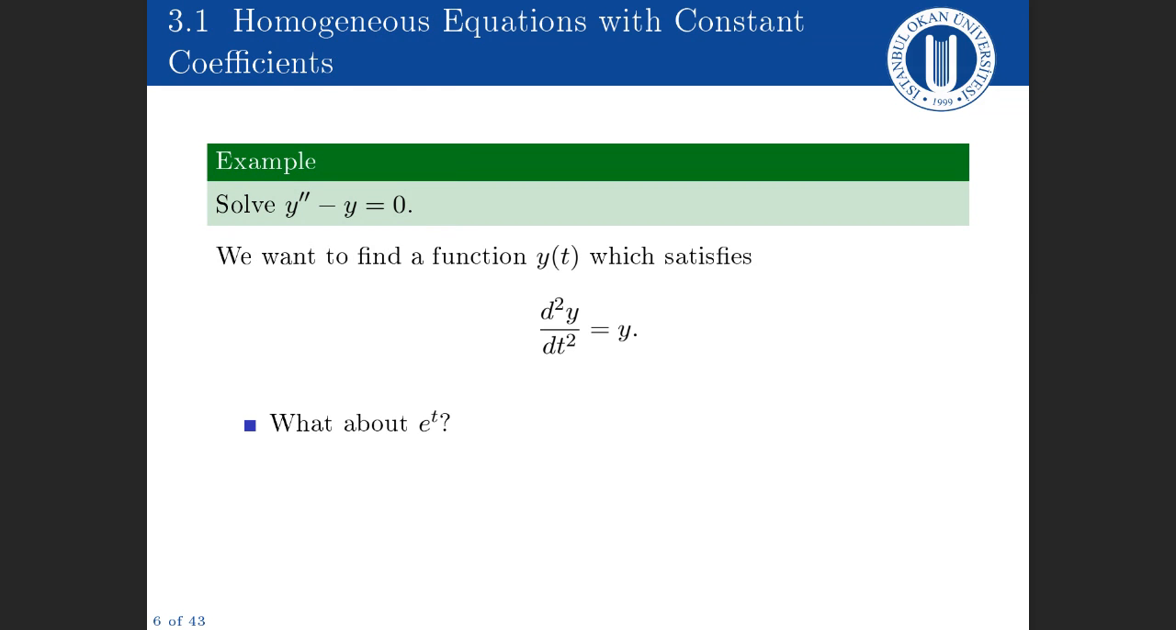What about e to the power t? What happens to this? If we differentiate this two times, what do we get? We get the same function. So yes, we could use this function. What about e to the power minus t? Would this work? Could we differentiate this function two times and still be left with the same function that we started with? The derivative of e to the power minus t is minus e to the power minus t. Differentiated a second time, we get plus e to the power minus t. So yes, we could also use e to the power minus t.